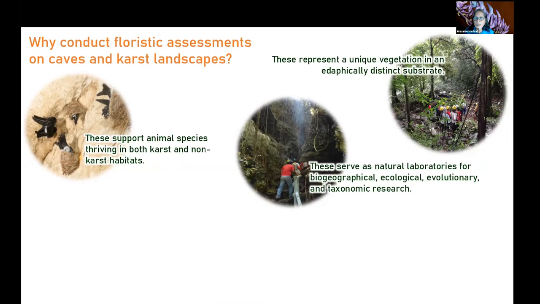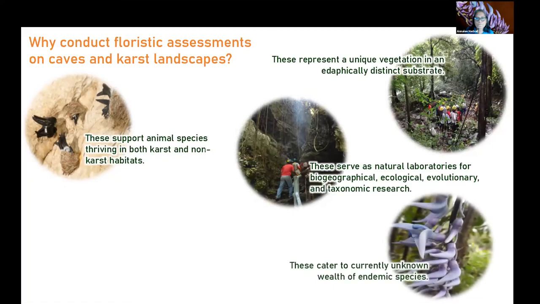Number three, serve as natural laboratories if you want to do biogeographical studies, ecological, evolutionary studies. And of course, syempre before you can do these studies, you have to first see what would be the plant species. Kaya kailangan muna mag-floristic studies. What are the plants found in these caves and karst landscapes?